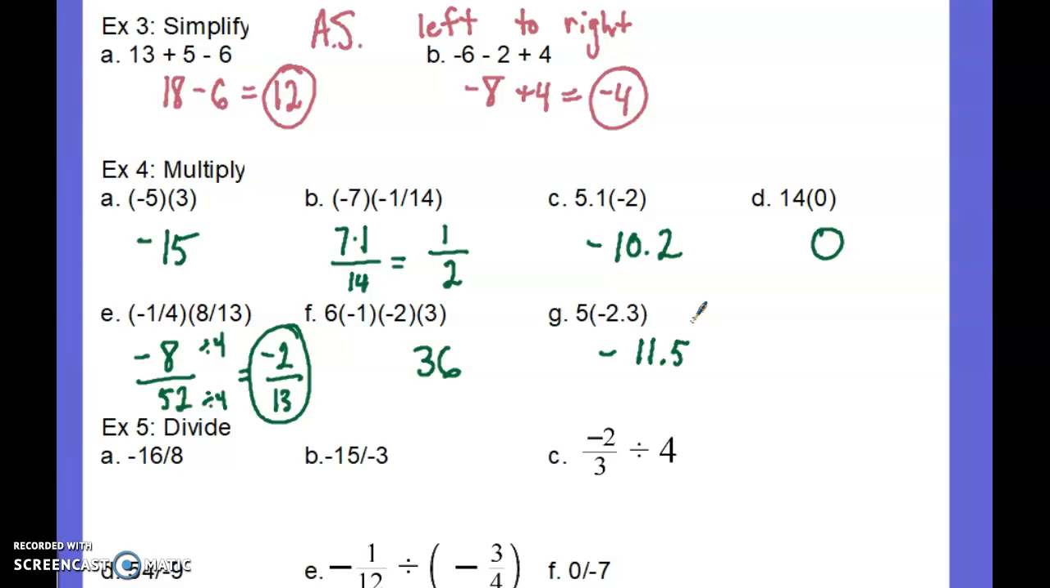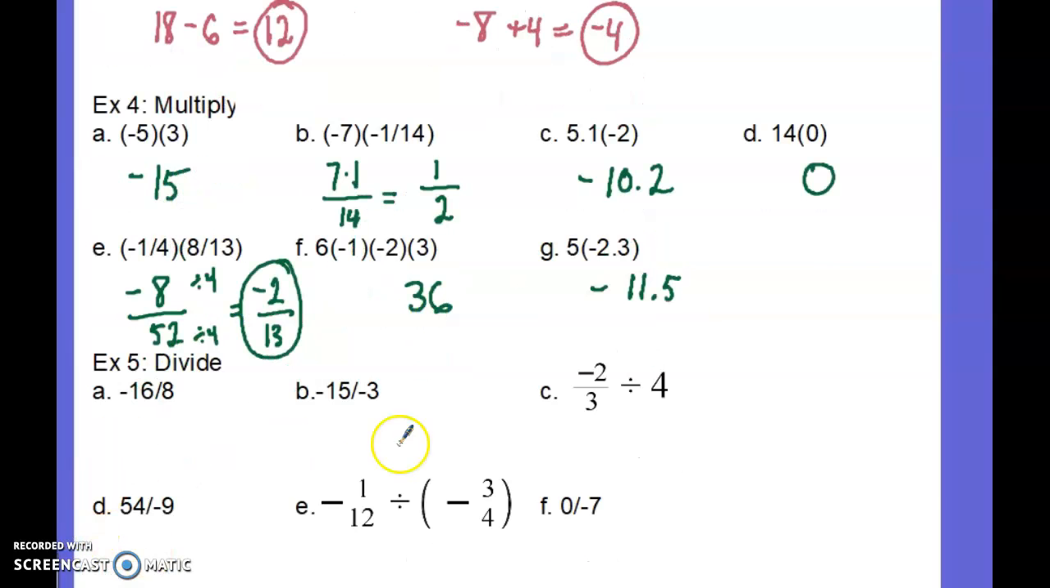Moving on to the next section, exercise 5, is division. I do prefer writing it as a fraction. So -16 divided by +8 is a negative answer, -2. Negative over negative is positive. 15 divided by 3 is 5.